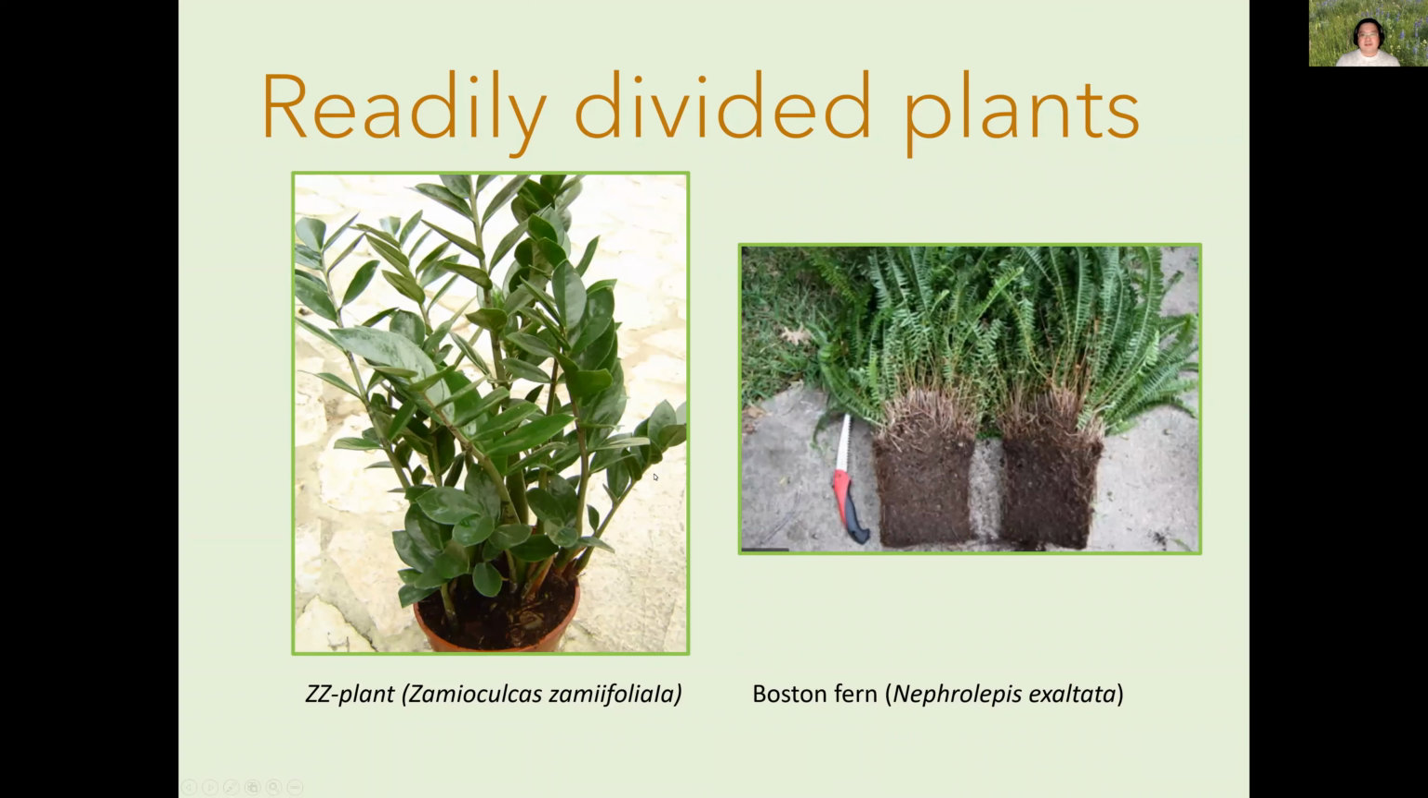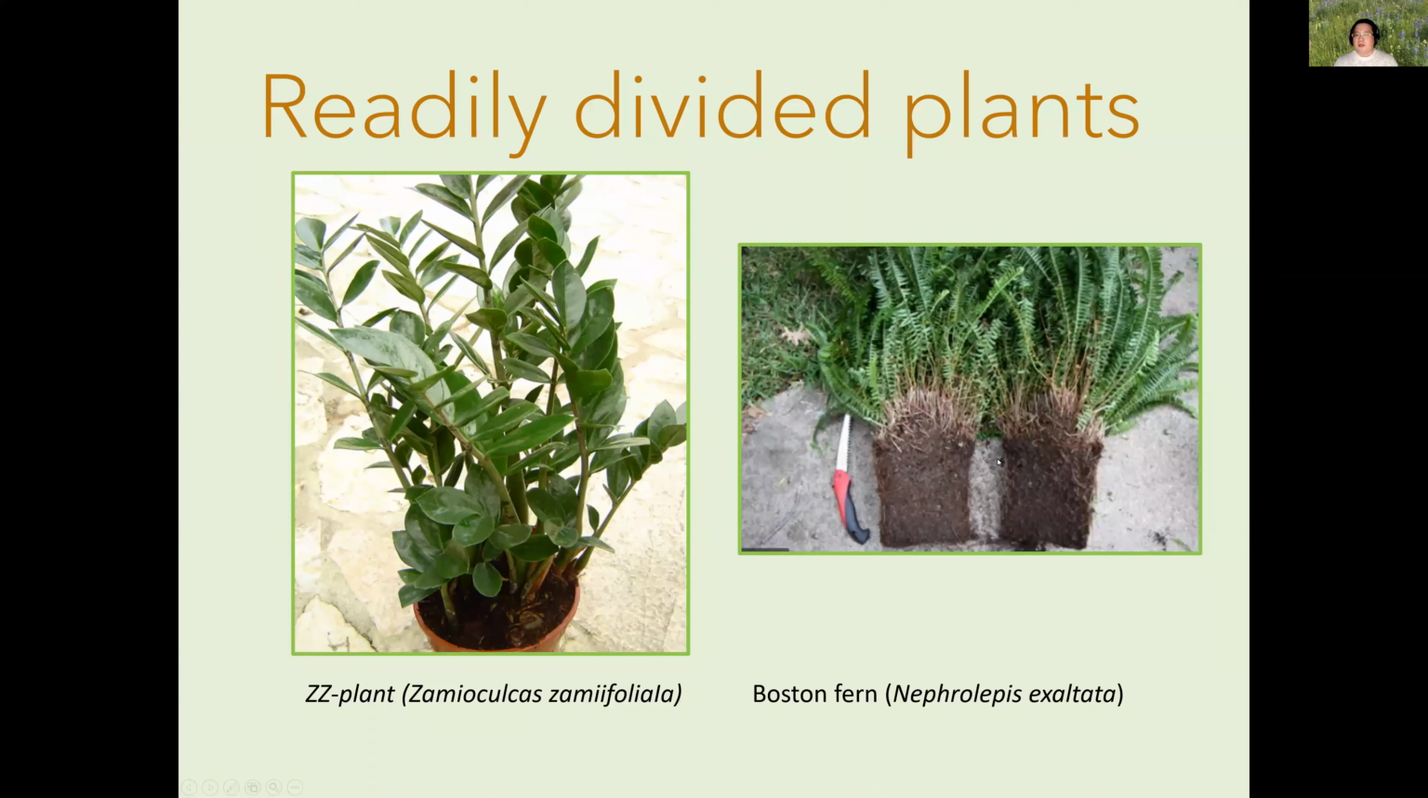So which kind of plants are readily divided? Some of the common plants that I've readily divided are the ZZ plant and Boston fern. The ZZ plant's below ground structure is very similar to the snake plant, in that there are these rhizomous structures that can typically be broken off.